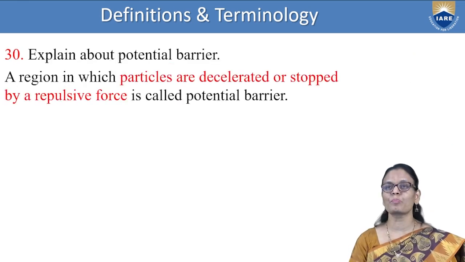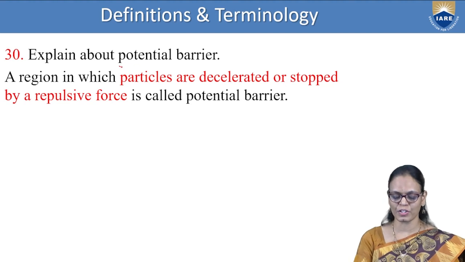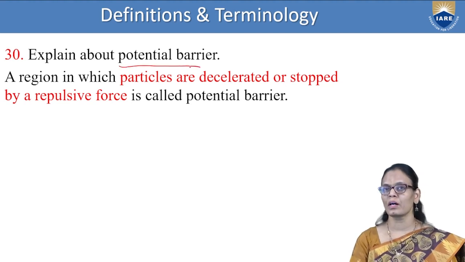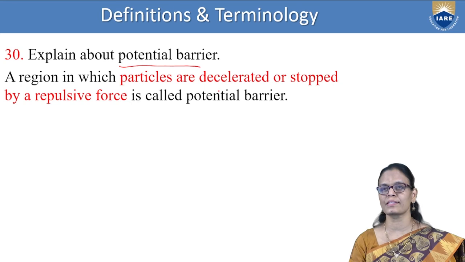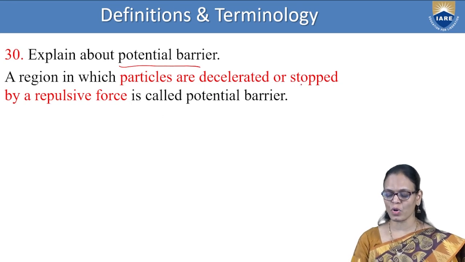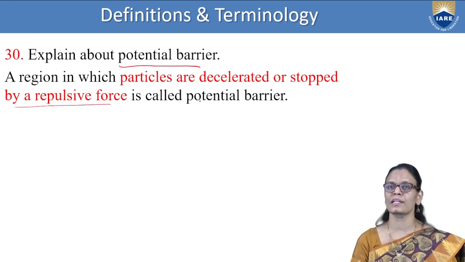Now explain about potential barrier. What is a potential barrier? A region in which particles are decelerated or stopped by a repulsive force. That is what we call a potential barrier.